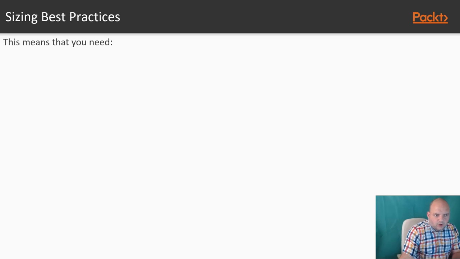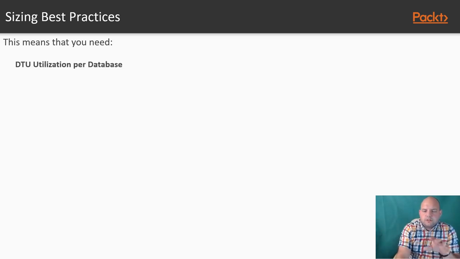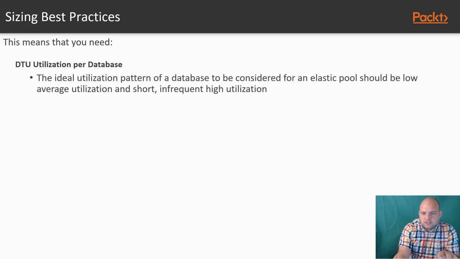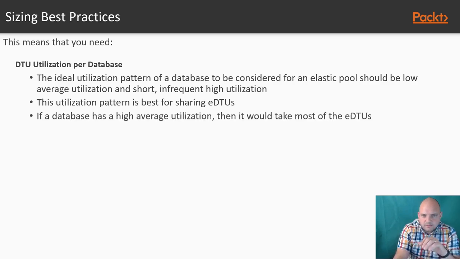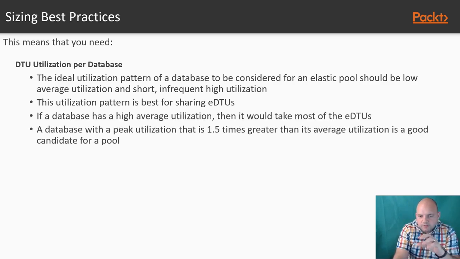Now, in terms of DTU utilization per database, the ideal utilization pattern of a database to be considered for an Elastic Pool should be low on average utilization with short, infrequent bursts of high utilization. This is the best utilization pattern for sharing eDTUs. Now, this means that other databases wouldn't get the required eDTU and would have a lower performance. So a database with a peak utilization that is about 1.5 times greater than its average utilization is a good candidate to become an Elastic Pool member.